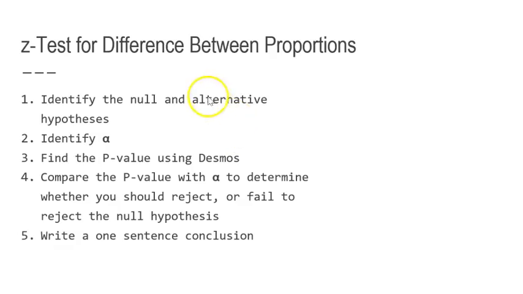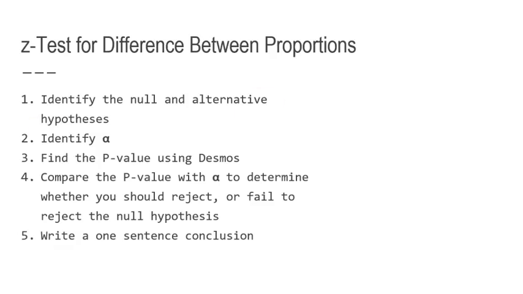All right, very similar steps to what we were doing in Unit 8, just this time we have two proportions. Our null is always going to be P1 is equal to P2. We're going to assume that there's no difference between the two proportions. Our alternative hypothesis is going to be based on the claim. We need to know what our alpha is, find the p-value using Desmos, and then just like we've been doing, we're going to compare our p-value with alpha to come up with a conclusion.